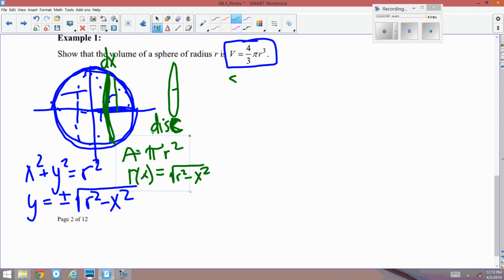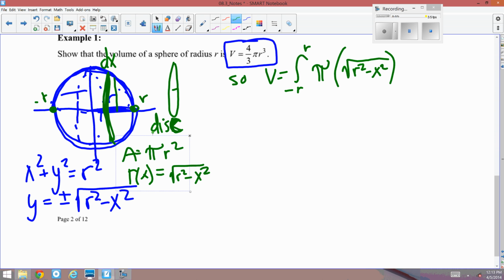If we wanted to find the volume now, we're going to have to take the integral, and if our radius is r, we'd be going from negative r to r of the area, pi times the radius squared, and dx. So we have our area, which is 2 dimensions, and we have our dx, which is 1 dimension. I could pull the constant out.